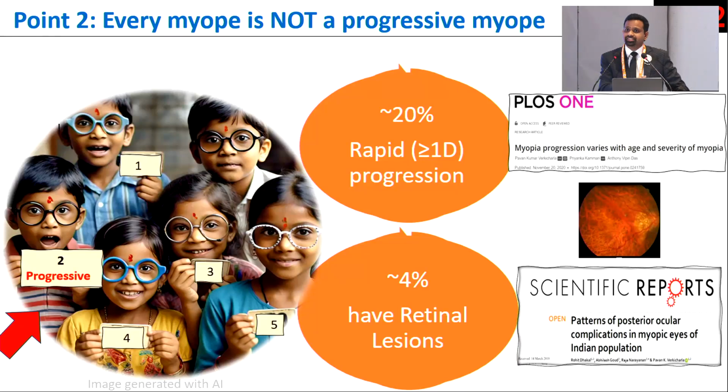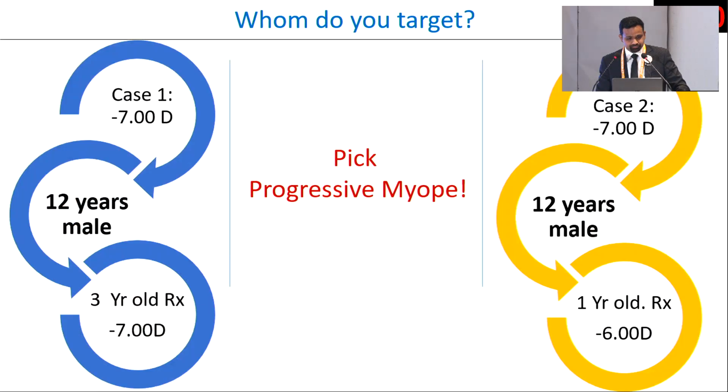The point number 2 is that not everybody is progressing. Again, let's take the same example of -7. There's no need for us to trigger some myopia control treatment unless there is an obvious myopia progression. Talking about the Indian context, about 17 to 20% of them have rapid myopia progression, which means 1 out of 5 individuals with myopia needs these treatment options.